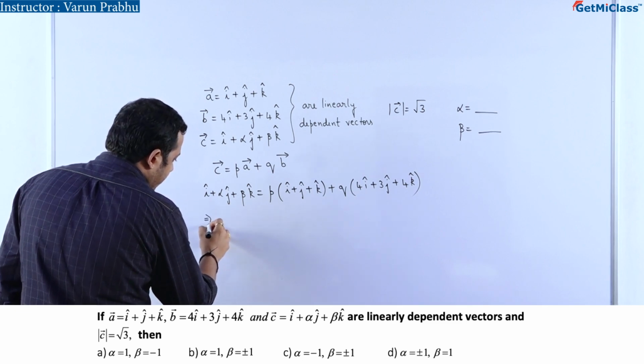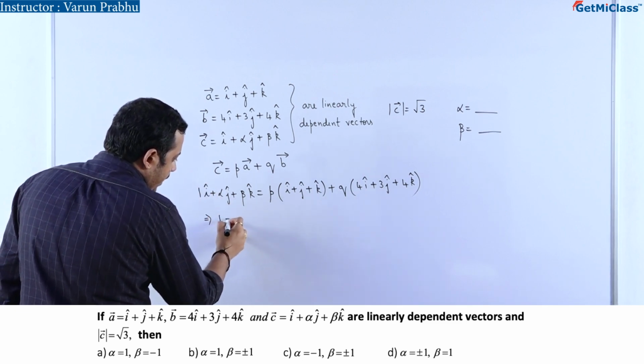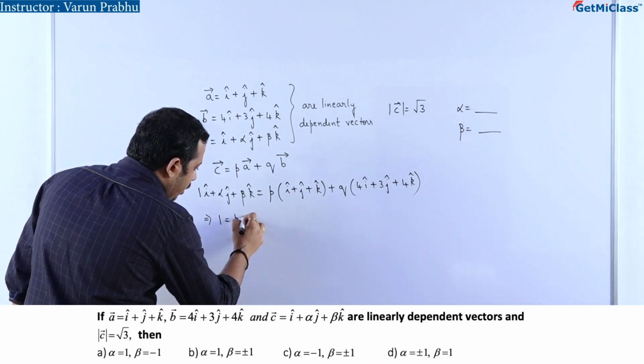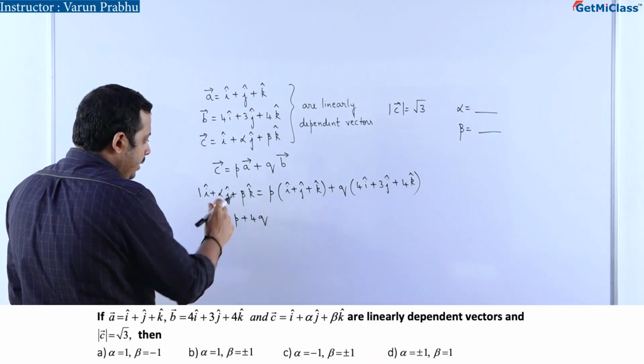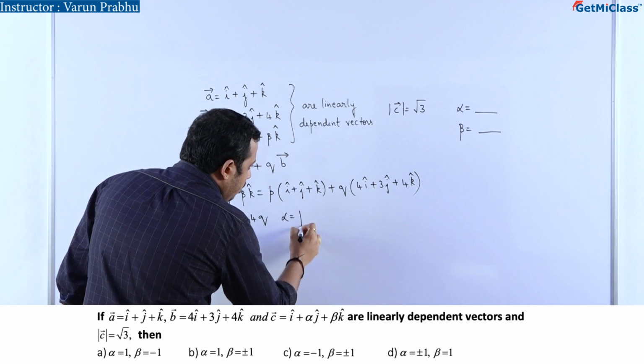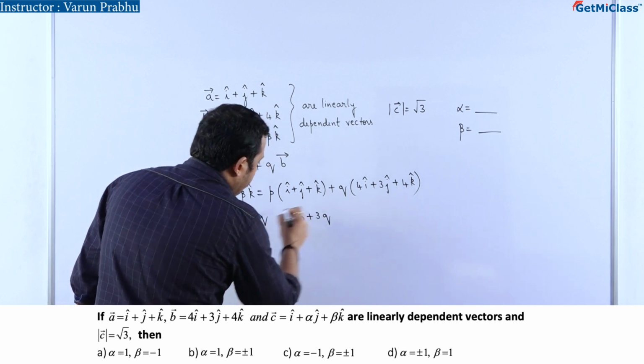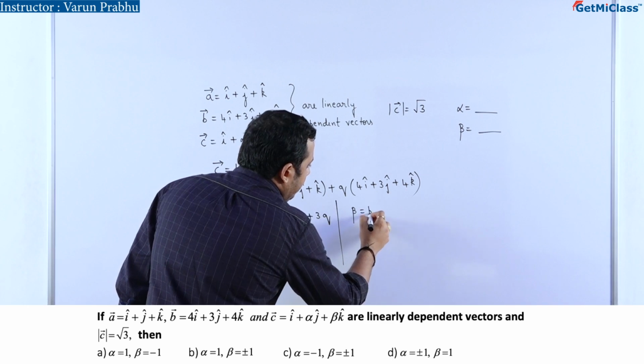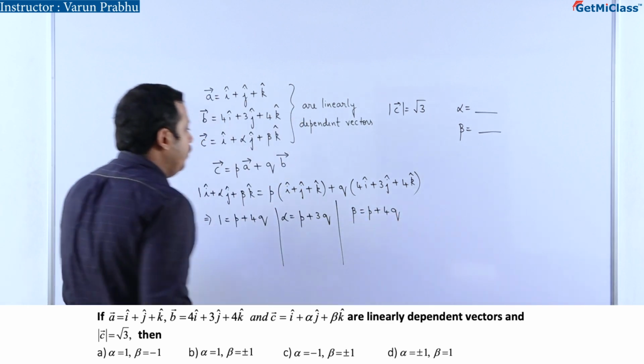This implies, see here the coefficient is 1, right? Comparing the coefficient of i cap, I can say this is nothing but P plus 4Q, correct? So alpha is equal to P plus 3Q, and beta is equal to P plus 4Q, correct?